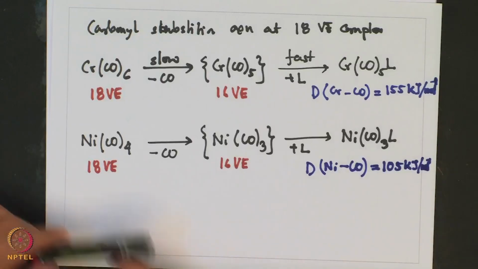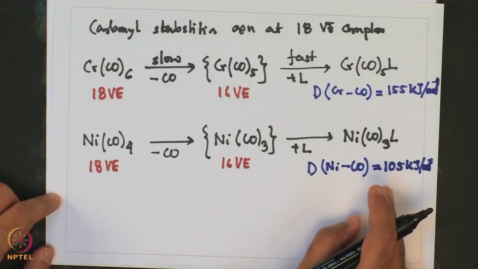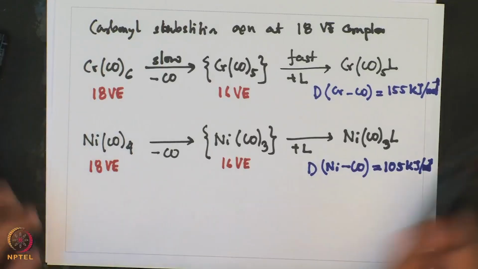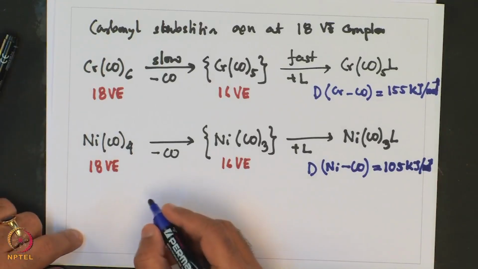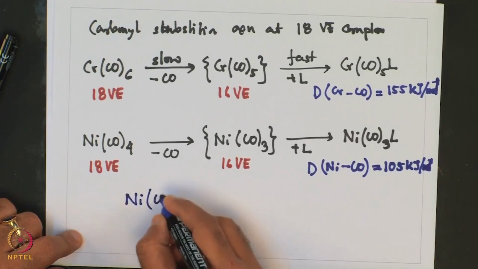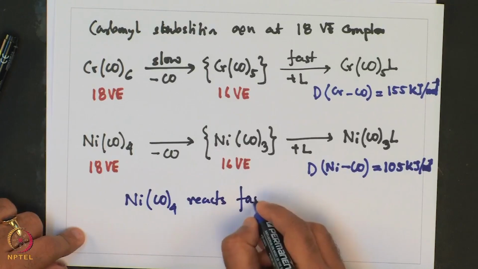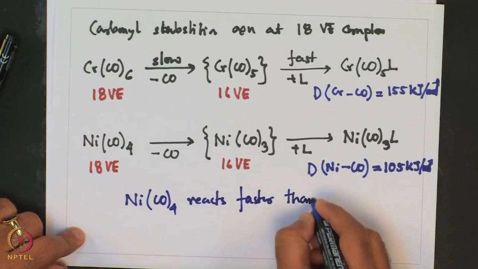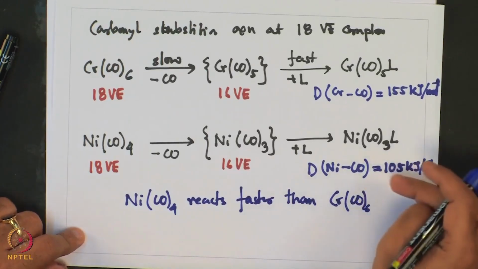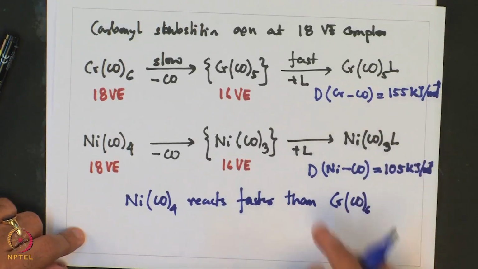And the reason that nickel reacts faster is because it has a much weaker nickel carbonyl bond, and as a result, nickel CO4 reacts faster than CrCO6, because the bond dissociation energy of nickel carbonyl is much weaker than that of chromium carbonyl.